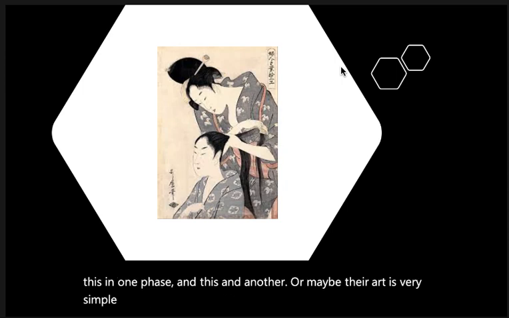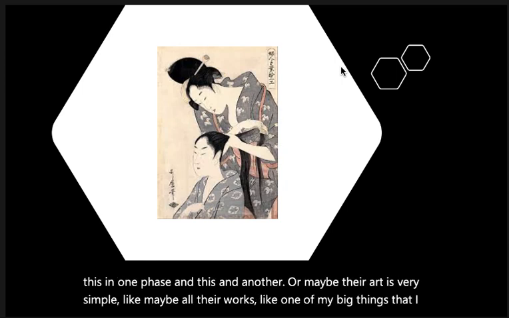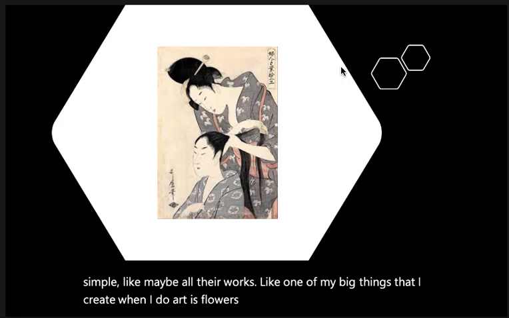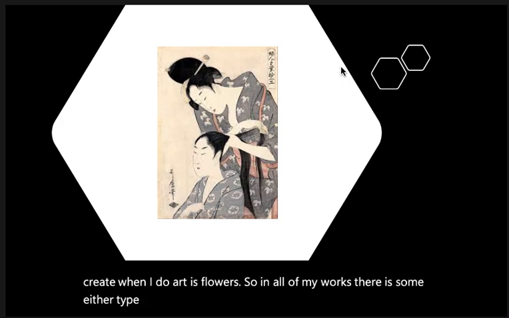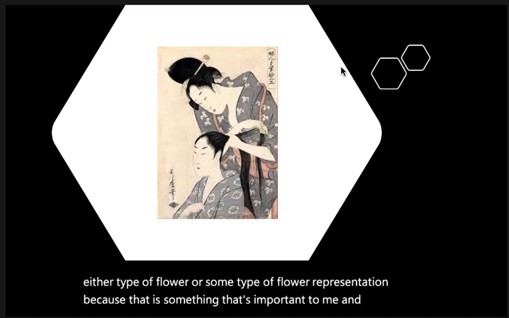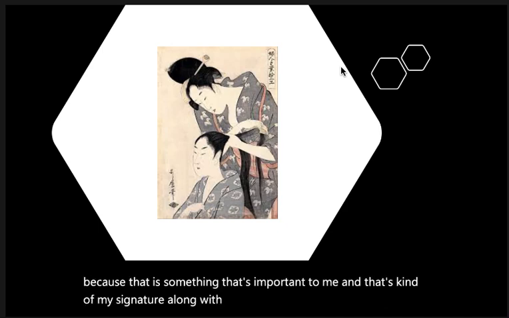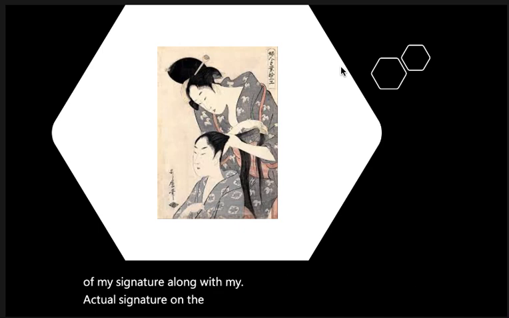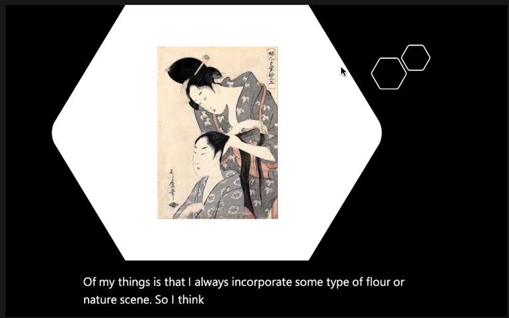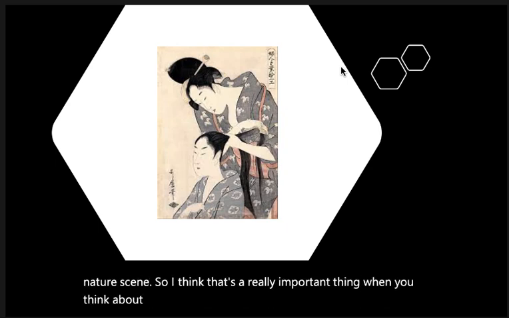Like maybe all their works, one of my big things that I create when I do art is flowers. So in all of my works, there is either some type of flower or some type of flower representation, because that is something that's important to me, and that's kind of my signature along with my actual signature on the artwork. One of my things is that I always incorporate some type of flower or nature scene. So I think that's a really important thing when you think about stylization of art.